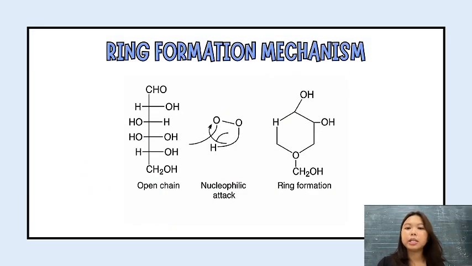In glucose, the OH on C5 uses its electron to attack the carbonyl carbon at C1. The double bond in the carbonyl breaks and becomes a single bond. The oxygen picks up a hydrogen, becoming an OH group. Now you've got a new bond from C5 to C1 through an oxygen. Your ring is closed. This new ring is called a hemiacetal.